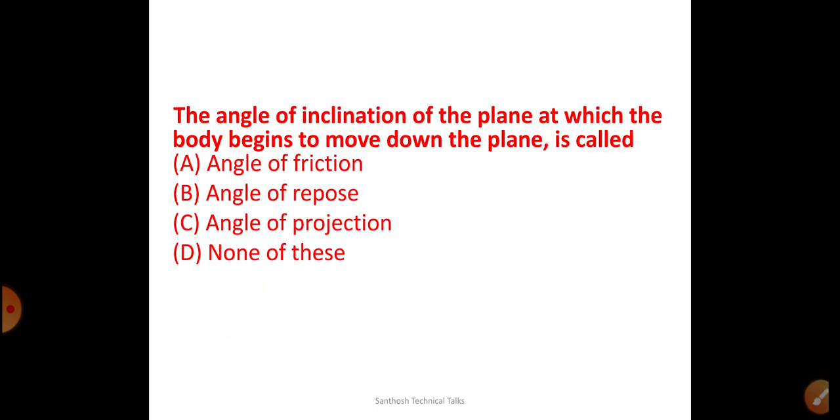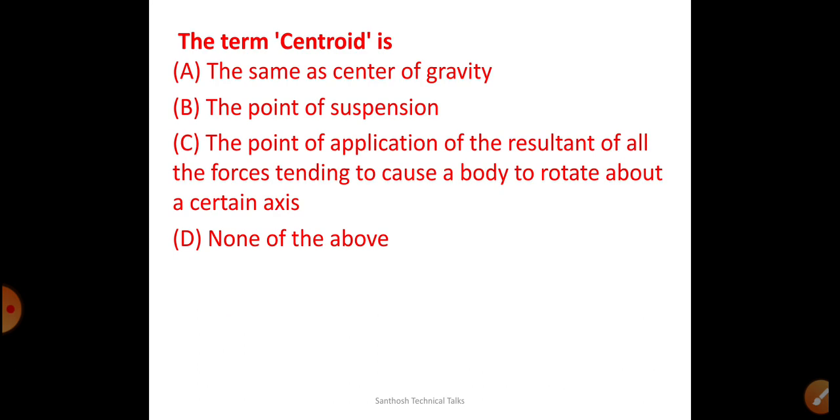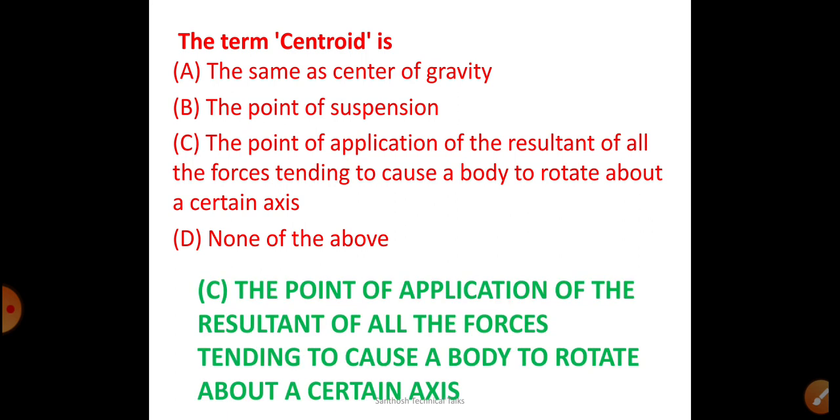Next, a very superb question. The angle of inclination of a plane at which the body begins to move down the plane is called the angle of friction. The term centroid is, so what is meant by a centroid? A point of application of the resultant of all forces tending to cause a body to rotate about a certain axis. So that is called a centroid. So option C is the correct one.